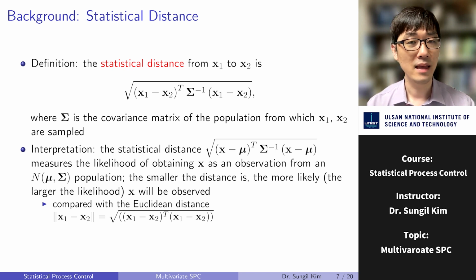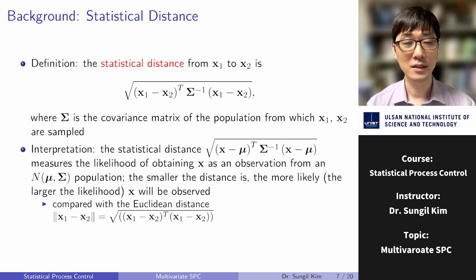Okay, this PDF, f of x, represents the likelihood of obtaining x as an observation from the normal distribution mu, sigma. That is, if the likelihood is very low, then we regard x as anomalous data or out of control. To explain this concept more clearly, let me introduce the statistical distance.